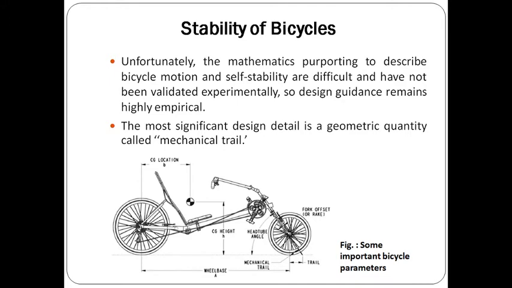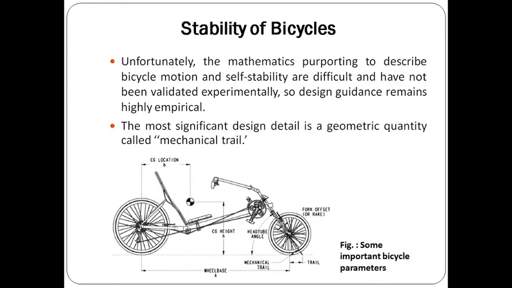So no one can say these are the design guidelines for designing bicycles, because it is highly empirical. There are lots of parameters that affect the design. The most significant design detail is the geometric quantity called the mechanical trail, which makes the bicycle stable. We are going to discuss the effect of mechanical trail on stability in coming lectures or slides.